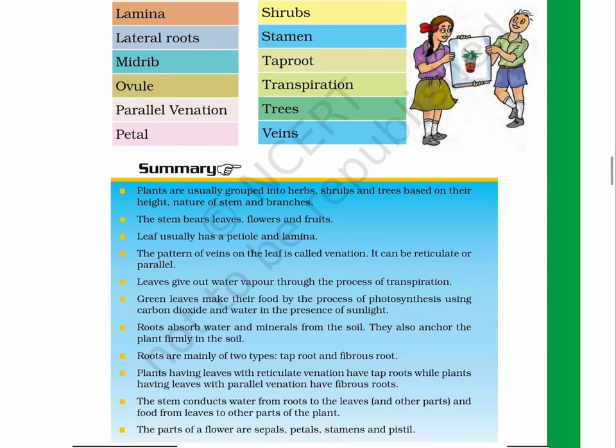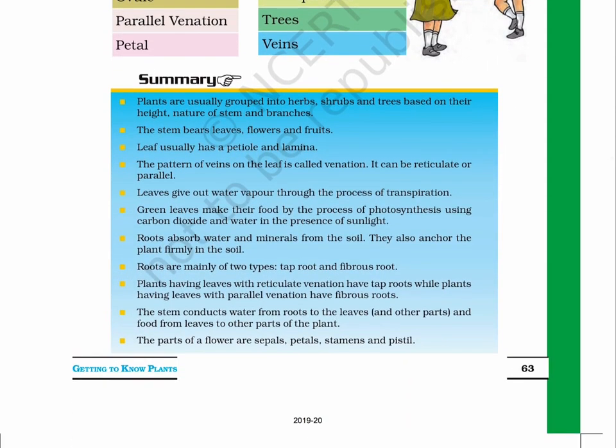Summary: Plants are usually grouped into herbs, shrubs and trees based on their height, nature of stem and branches. The stem bears leaves, flowers and fruits. Leaf usually has a petiole and lamina. The pattern of veins on the leaf is called venation. It can be reticulate or parallel. Leaves give out water vapor through the process of transpiration. Green leaves make their food by the process of photosynthesis using carbon dioxide and water in the presence of sunlight.